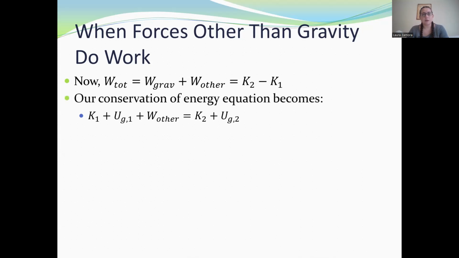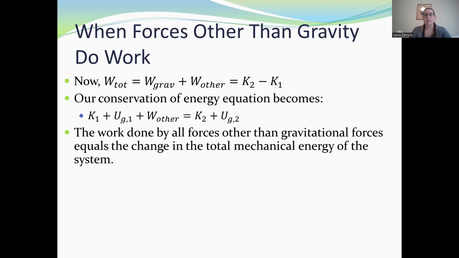So that means our conservation of energy equation changes a little bit now. So yesterday we were ignoring this W other term and we just had initial energy. So K1, kinetic energy 1, plus gravitational potential energy 1 equals K2 plus UG2. But now we have this additional factor to consider of this other force, which often is air resistance or friction, but it could be something else as well.